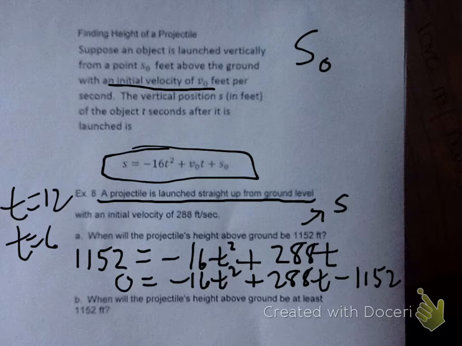I would put 12 in for t and find out if that works, and then put in 6 and see if that works. My guess is one of these 2 answers is not going to work. Now, the last part, when it says, when will the projectile's height above ground be at least 1,152 feet? At least means greater than or equal to. So it's the same problem. You don't even really need to work anything out. You already have the answers.